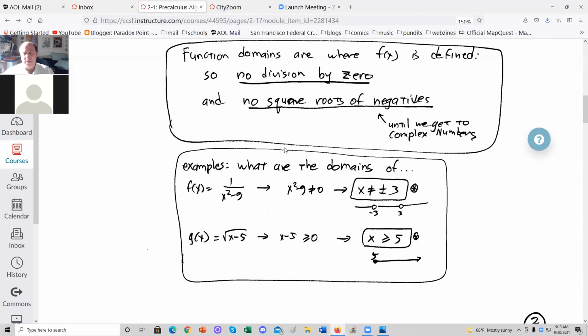So for example, what is the domain of 1 over x squared minus 9? Well, we have to have x squared minus 9 not equal to 0. That happens at plus or minus 3, so x is every value except plus 3 and minus 3. The graph is this line with these 2 points removed. G of x equals root of x minus 5. The potential problem is square root of a negative. So x minus 5 has to be at least 0, and x has to be at least 5. Its graph includes 5 and everything to the right of it.